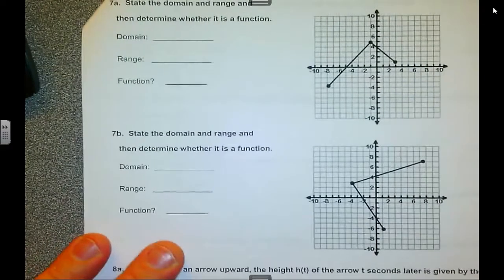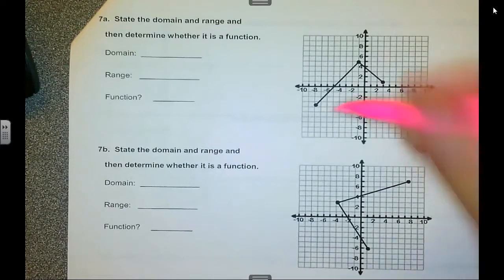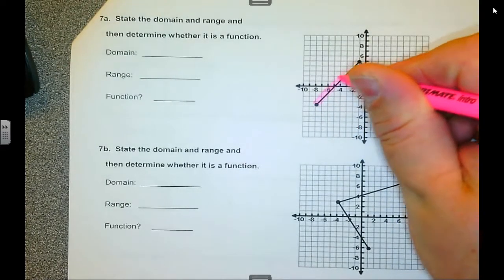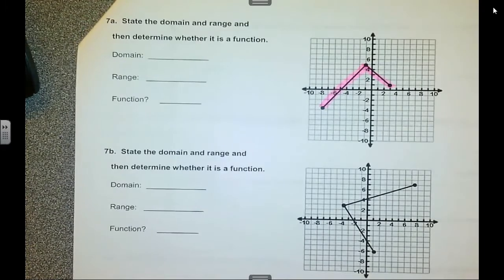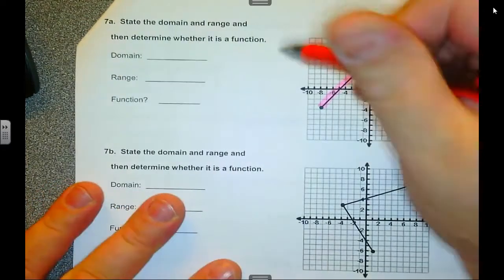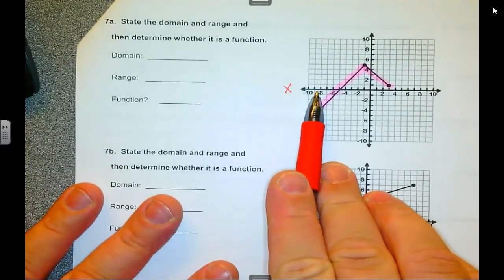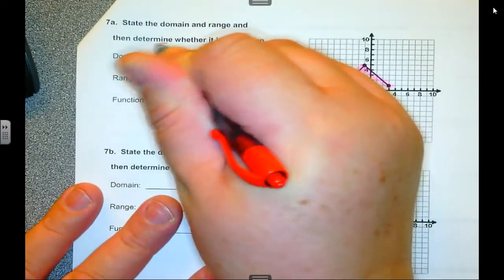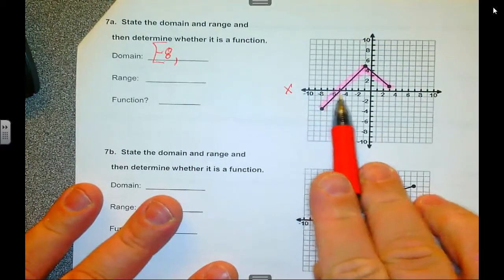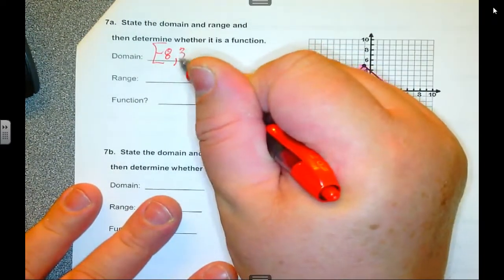No, page 3. Okay, we're looking at this graph. It wants to know the domain, my x-axis. So I'm going, and it includes -8, and it stops at 3, including 3.